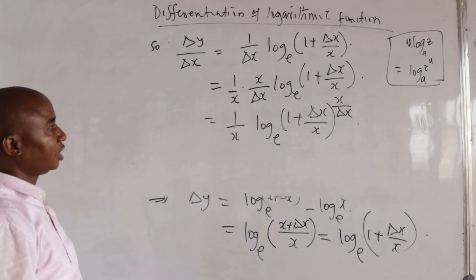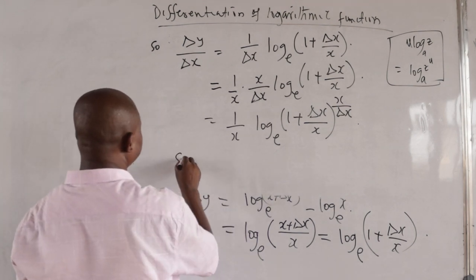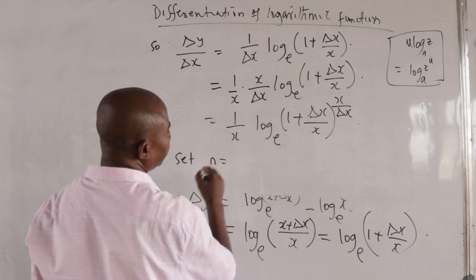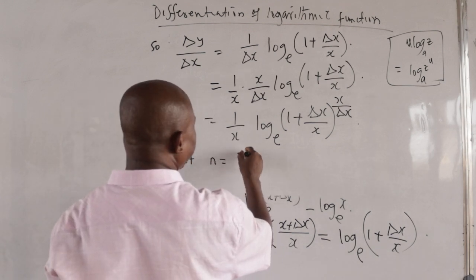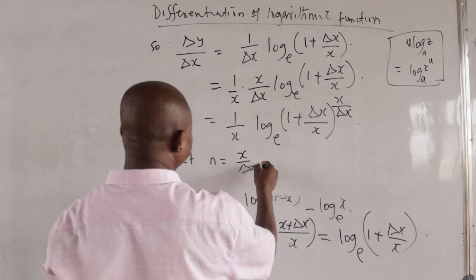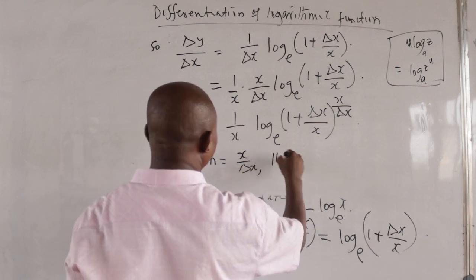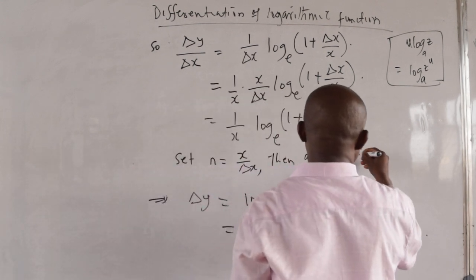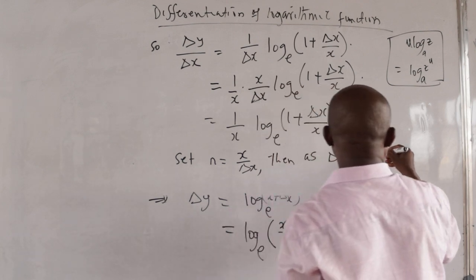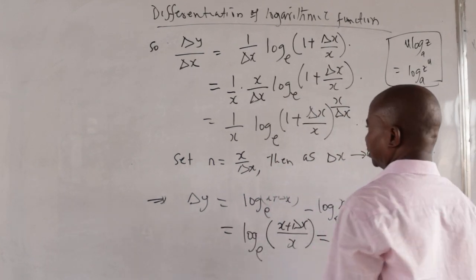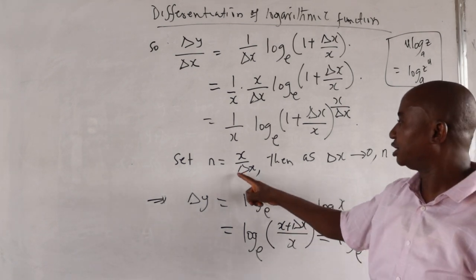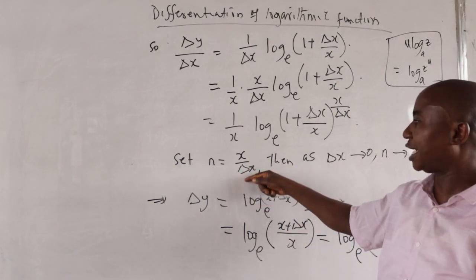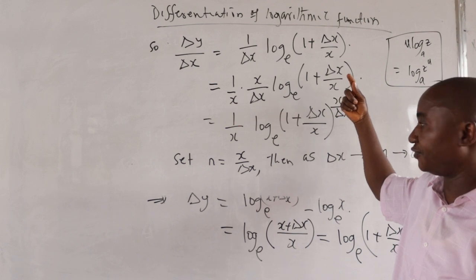Now, if we set n to be x over change in x, then as change in x tends to 0, n will tend to plus infinity. This is true because as change in x tends to 0, x over change in x tends to plus infinity.